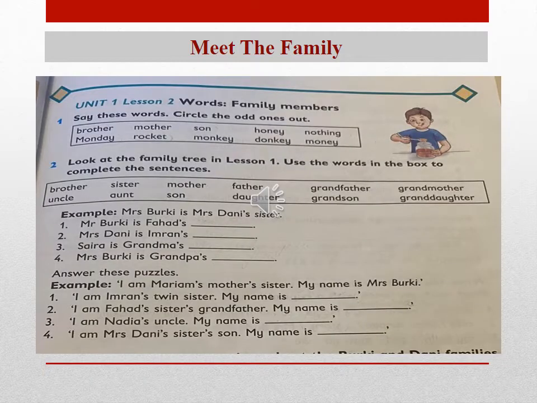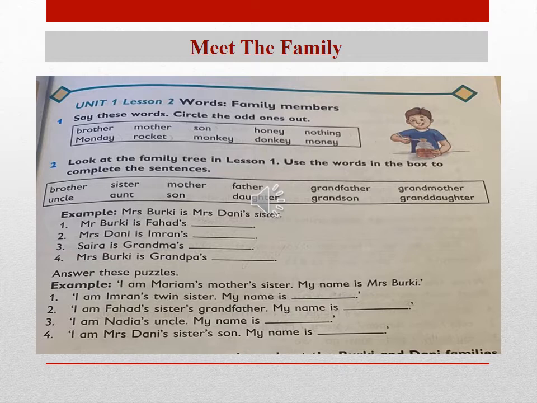Okay, so come to the next page, page number 3. Unit 1, lesson 2. Words, family members. Say these words, circle the odd ones out. Now you have to circle the words which are similar in sound. Similar in sound means which have the same sound, and you can circle the ones which don't have the same sound. Okay, brother, mother. I think they have the same sound.